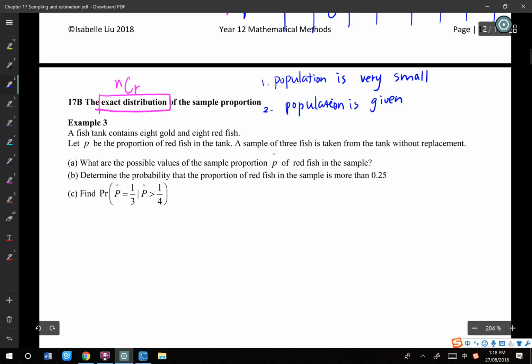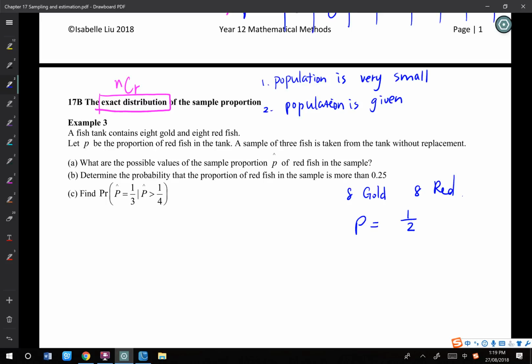So, well, look at the next question. A fish tank contains 8 gold and 8 red fish. How many are there in total? 16. 8 gold, 8 red. Let P be the proportion of red fish in the tank. What does P equal? 1/2. Okay, half of the fish is red, so P equals 1/2. That's a certain value, it doesn't change.